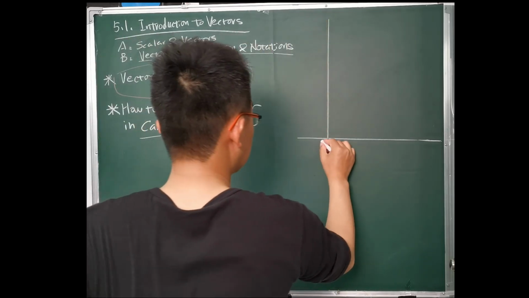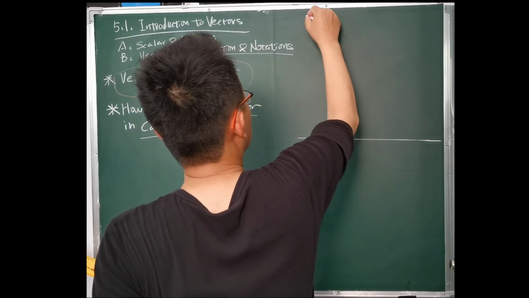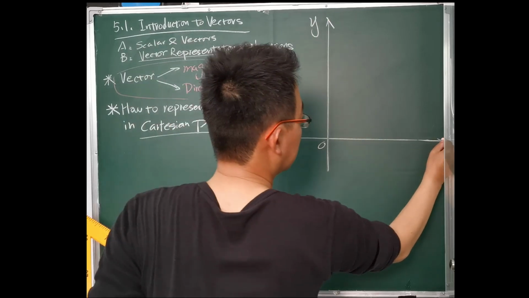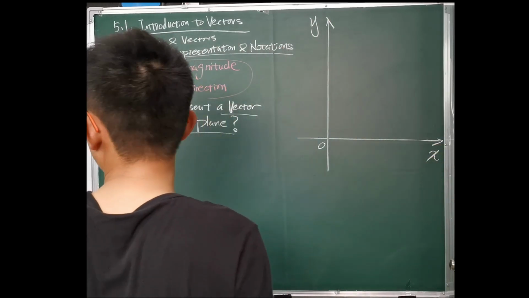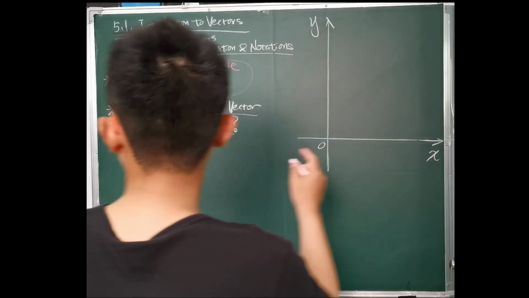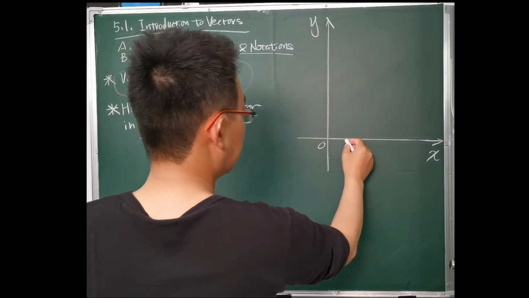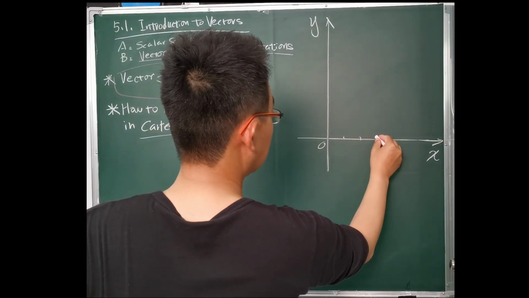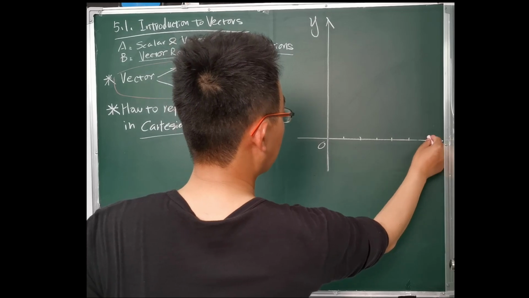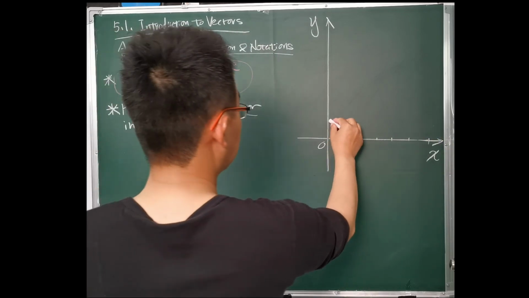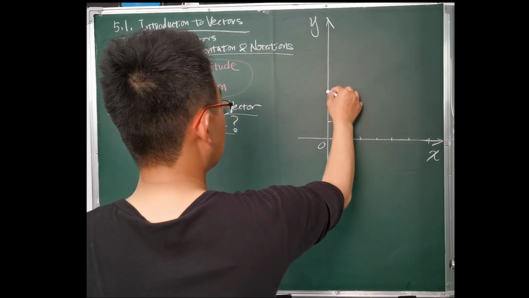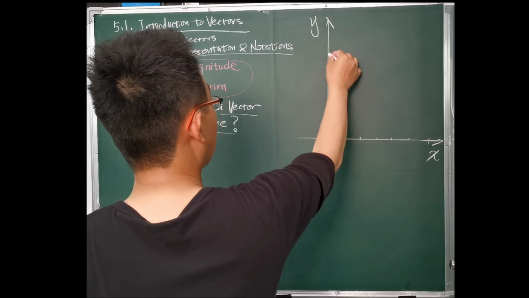Okay, assume this is the y-axis, and this is the x-axis. Okay, right? Then we have angles. From here we have 1, 2, 3, 4, 5, 6, and here the same thing: 1, 2, 3, 4, 5, 6.